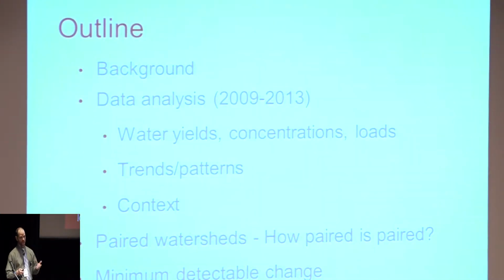I'm going to start with just a little bit of background, talk about the data collection and the data analysis. This is for calendar years 2009 through 2013. And then at that point, I'm going to hand it off to Keith, and he's going to talk about a paired watershed approach and how that might work in this watershed, and this idea of a minimum detectable change. Based on the water quality that we've seen already, what kind of change would we have to bring about through practices in order to be able to see it or to give it any sort of statistical meaning?